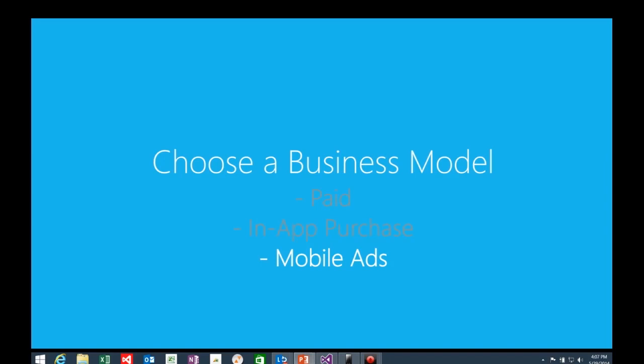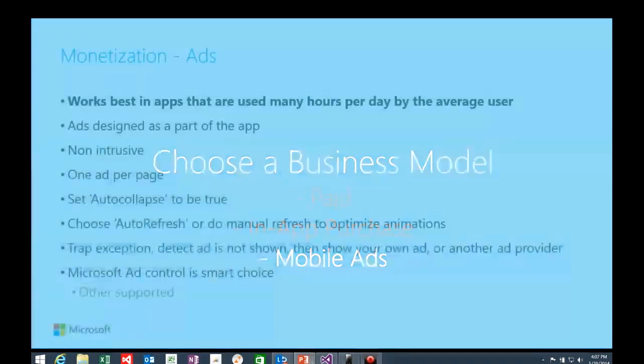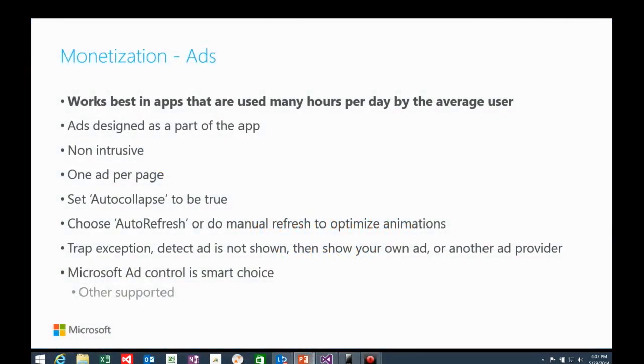So finally, from a business model perspective, we're going to look a bit at mobile ads. Mobile ads is another way of monetizing your app by having it ad supported. This approach uses some screen real estate in your app to show ads to users, which then results in payments to the developer from the advertisers themselves.